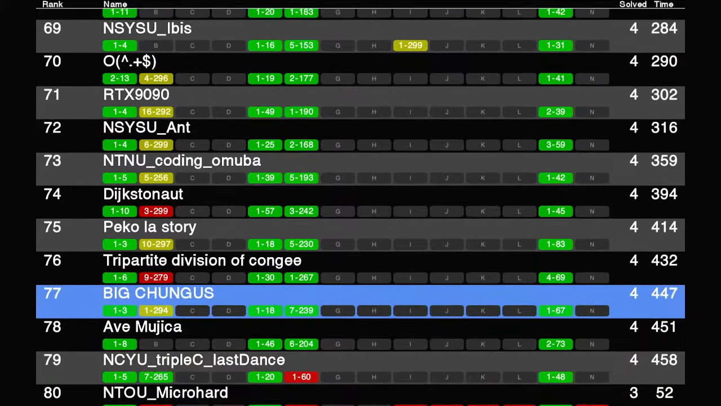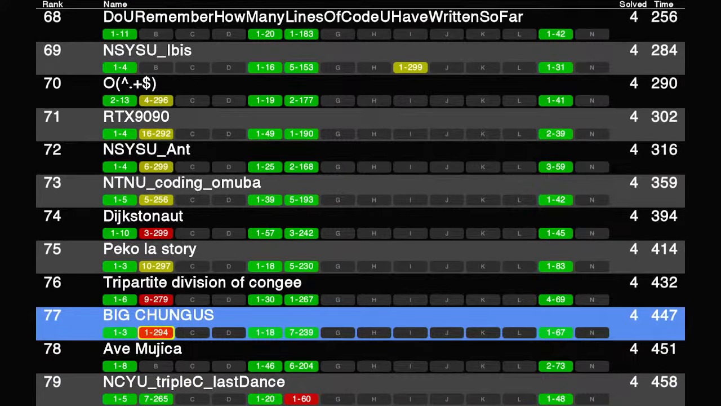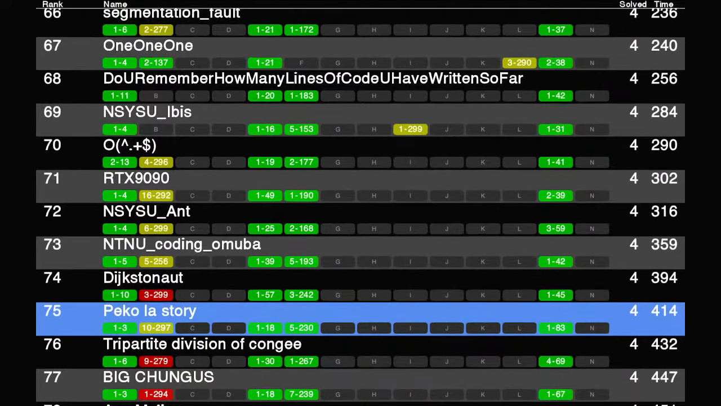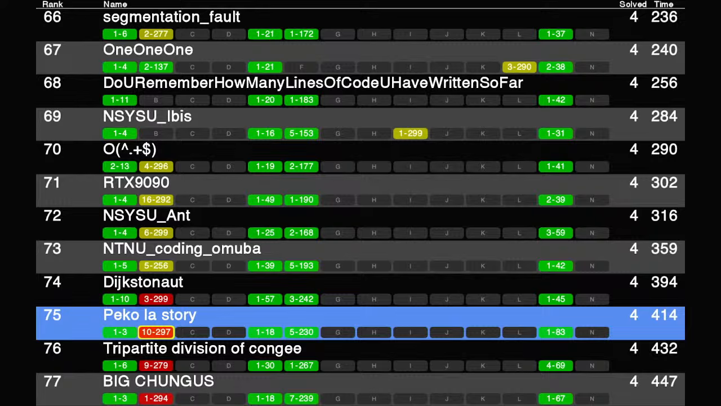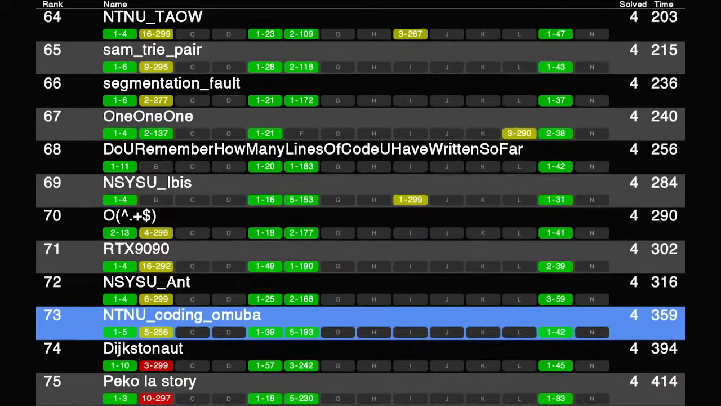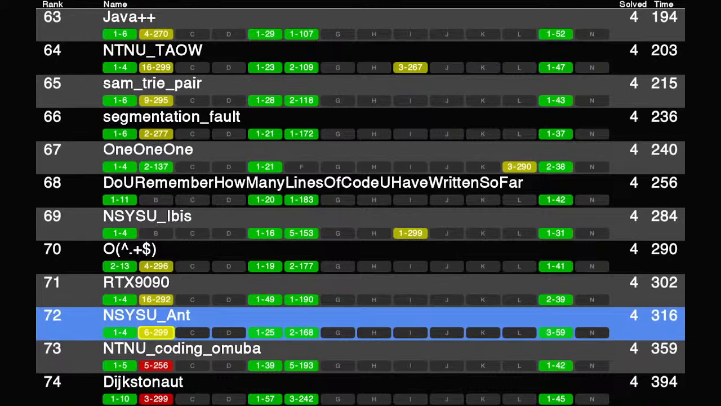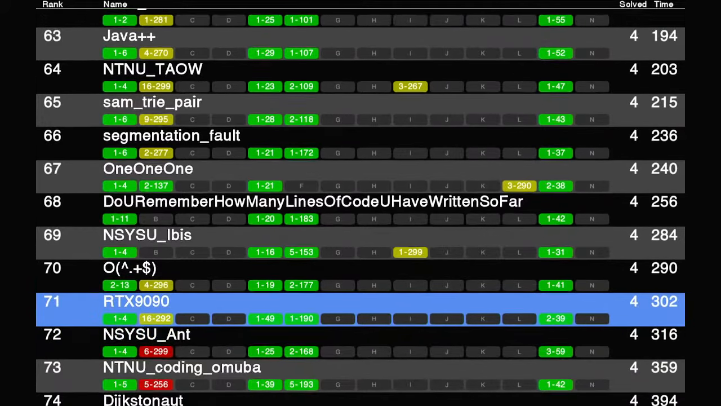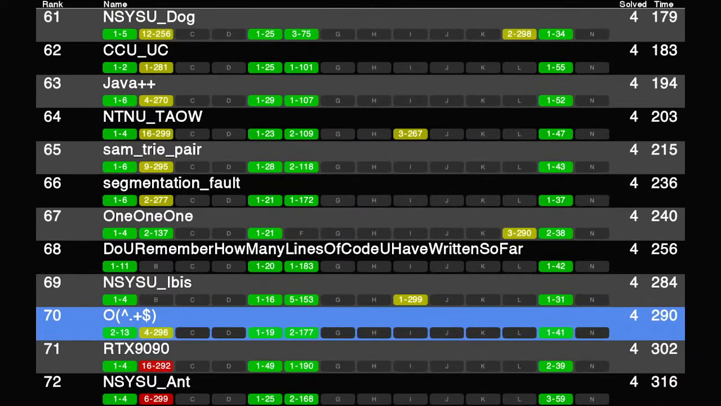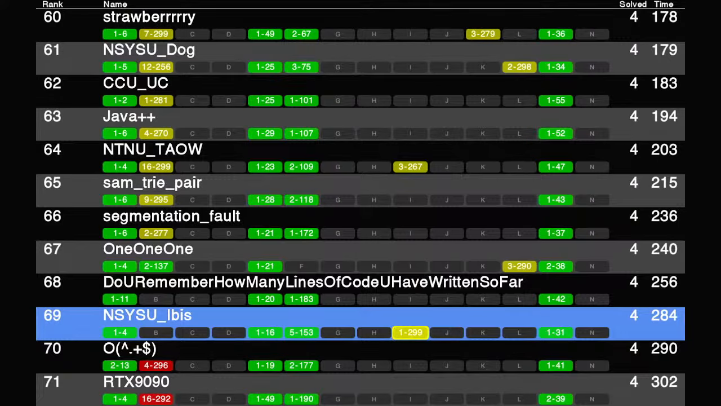Avenue Mojika have no submissions in the last hour. Big Chungus is no on problem B. Tripartite division of kanji is finished. Pekora Sori has a no on problem B. Dextronot is finished. NTNU coding Omuba on problem B is a no. NSYSU Ant, no on problem B. RDX 9090, 16 tries, all of them are rejected. Big global conditions is a no on problem B.